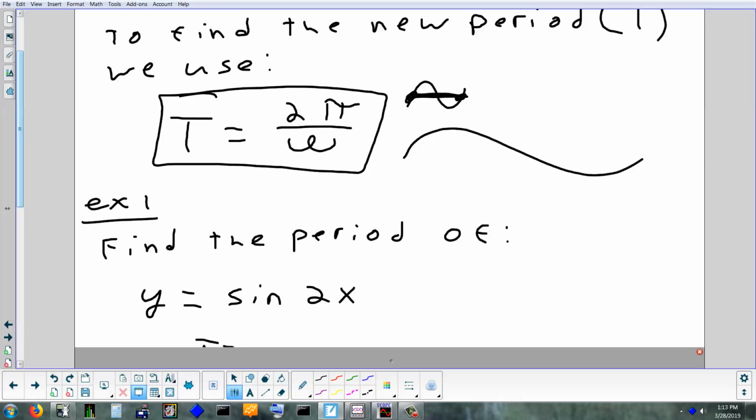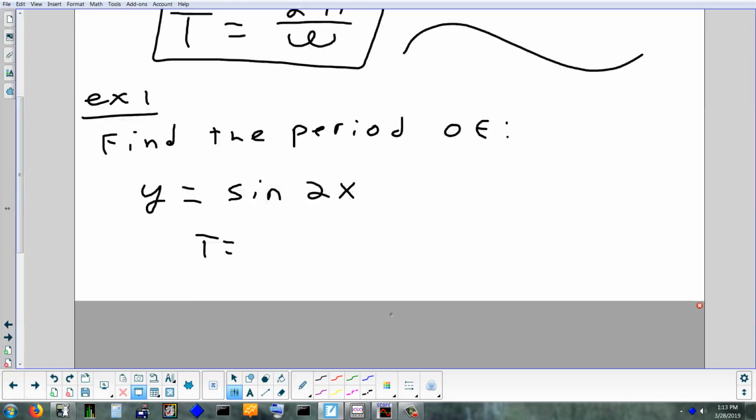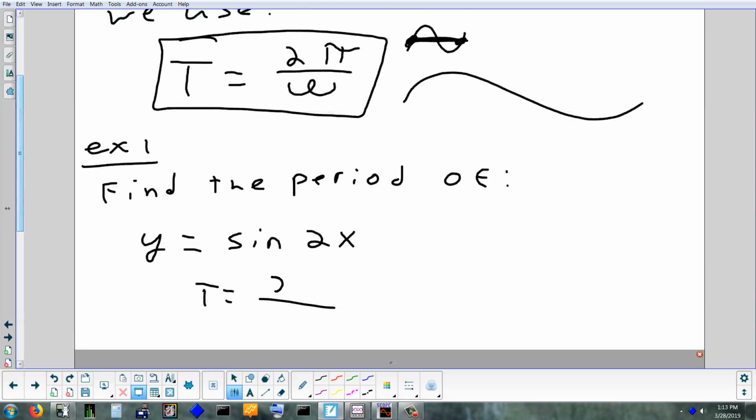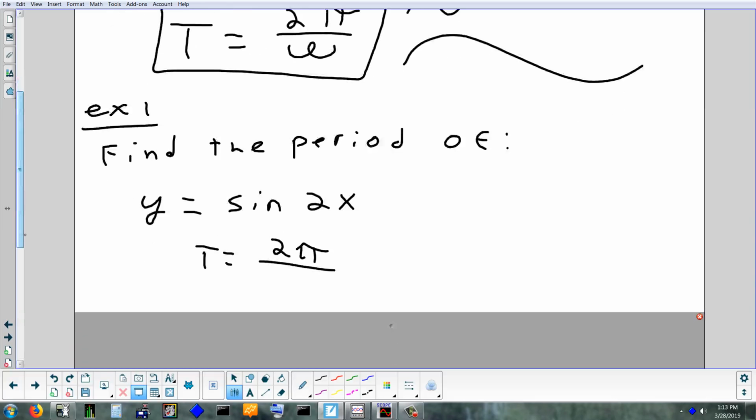All right, so now if we want to figure it out, start with your fraction. T equals, you always put 2 pi in the top. The number in the bottom changes for every problem. What's the number that would go in the bottom of this one? 2. And then you always reduce as much as you can. So the final answer would be pi.